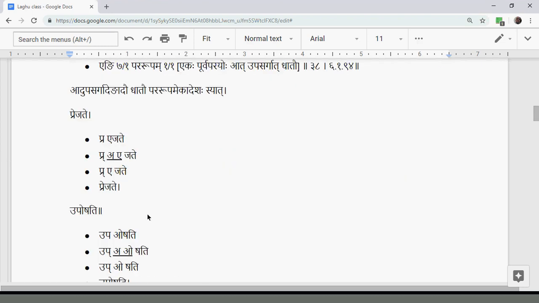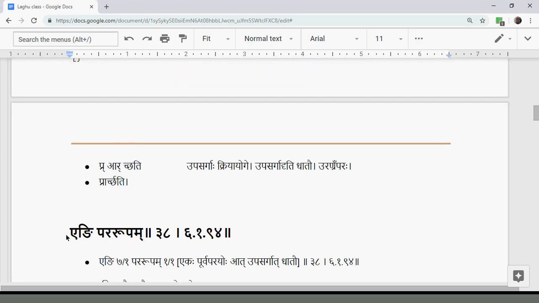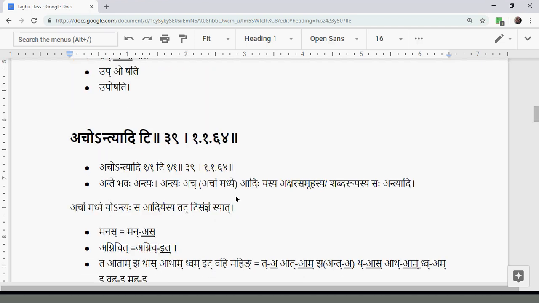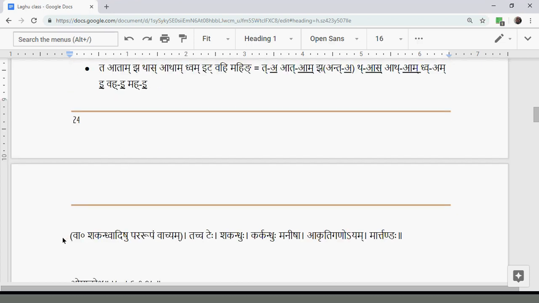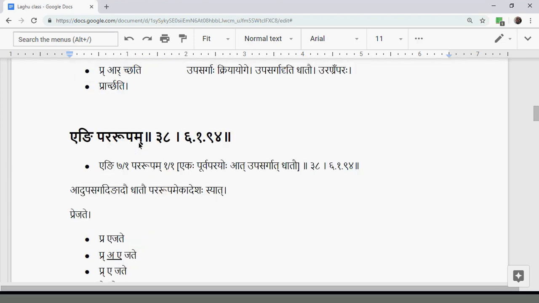And there are many Shabdas where there is a... instead of, see here, what was the last one? Here, Pararupam, right? See, Ad Upasarga, Engi Pararupam was the sutra. Why does he bring in T here? Because Engi Pararupam, now he wants to talk about something where he wants to bring in a Vartika. In this Vartika, Shakandvadishu Pararupam Vachyam, this Vartika has nothing to do with T.